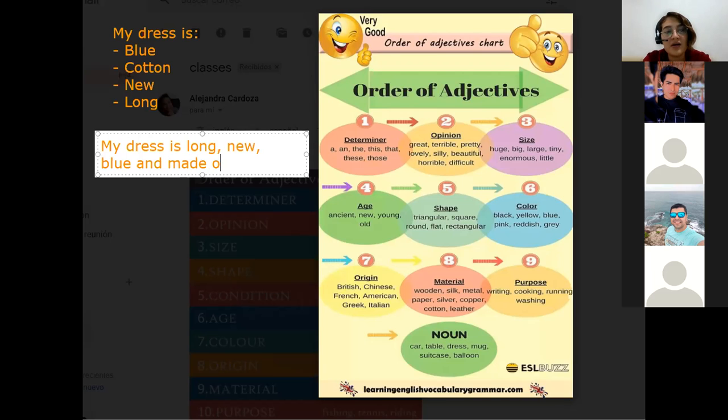And made of cotton. Hecho de algodón. No puedo decir en cotton. Yes, teacher. Yes. Cotton. Algodón. Ajá, la pronunciación. Oh, you can say cotton or you can say cotton. Esta última pronunciación es un poco más difícil. Está bien decir cotton.